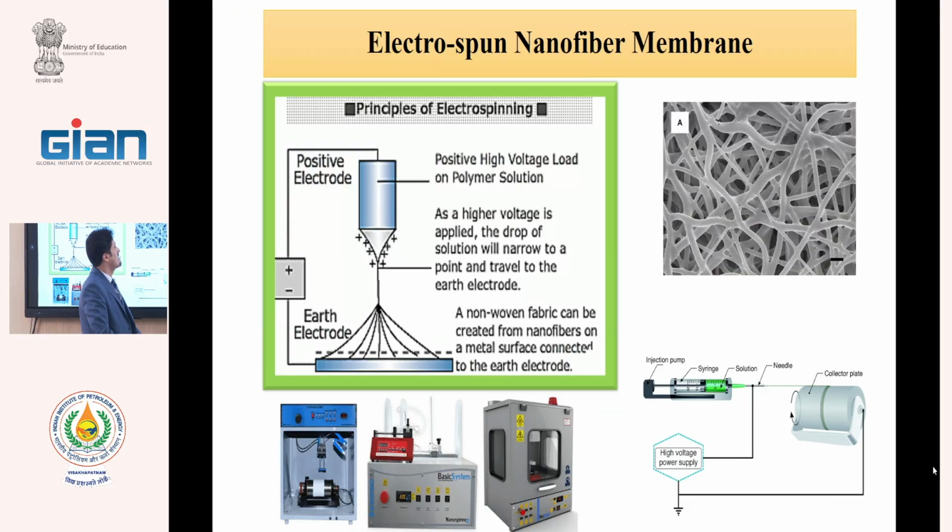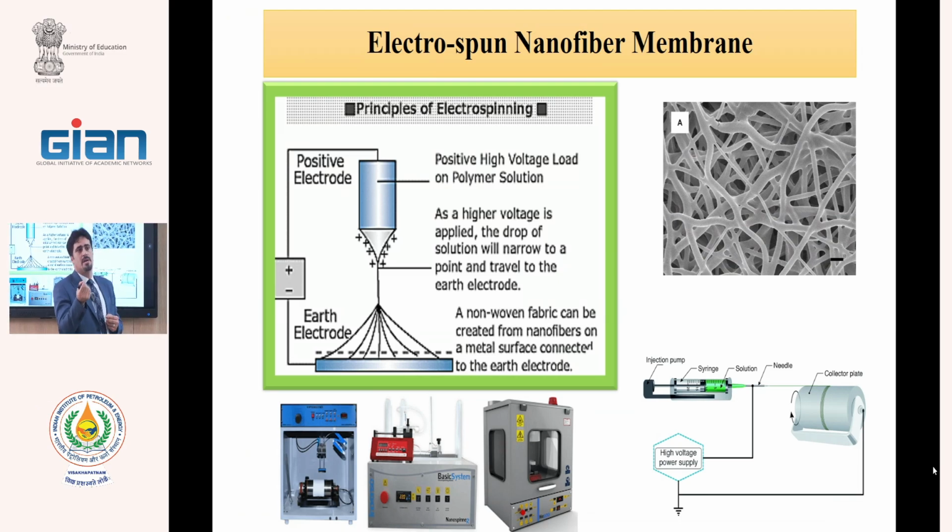Another process is electrospun nanofiber membranes. We have microfiber filters. Our microfibers are used in cloths. We have a fiber with a diameter of 200 micrometers, 300 micrometers, 400 micrometers. This is a microfilter. Nano means that the diameter of the fiber or particle should be less than 100 nanometers.